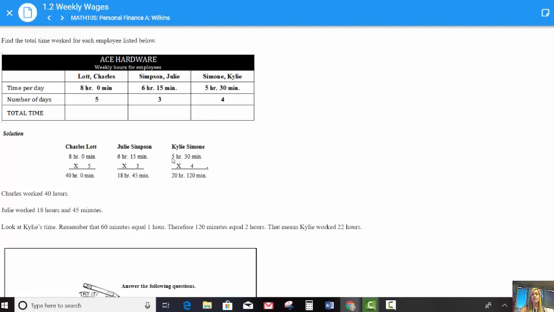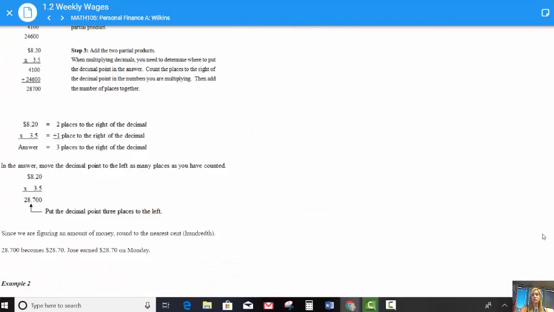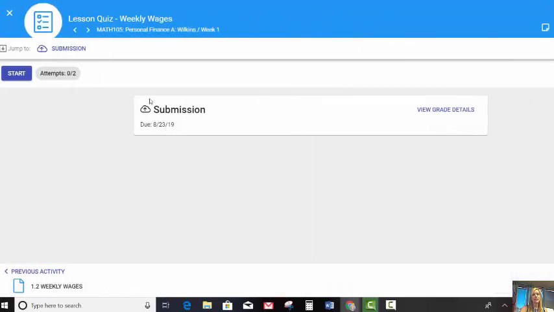So you need to make sure you're paying close attention to how to add time, because that's different than just adding normal numbers. So make sure you're working through these examples, and then again, once you get to the bottom of this, you'll see that they do have answers to help you check your work, and then you'll take another quiz that will be based off of that assignment. And that's all for week 1.